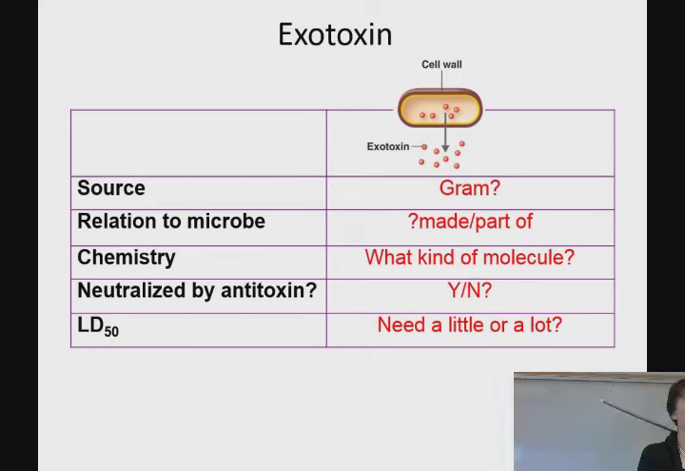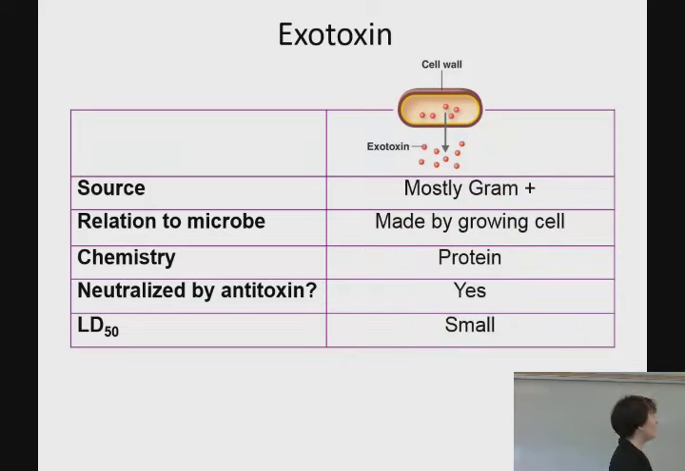So meaning what? How much would you need to make some sample population, half of them sick, okay? That's the amount of the pathogen. LD50 always refers to toxins and stands for lethal dose. So what does that mean, LD50? How much do you need to kill half the population? And so if we're talking about exotoxins, do we need, relatively speaking, a little or a lot? Very little, yeah. So most of the organisms that make exotoxins are gram-positive.